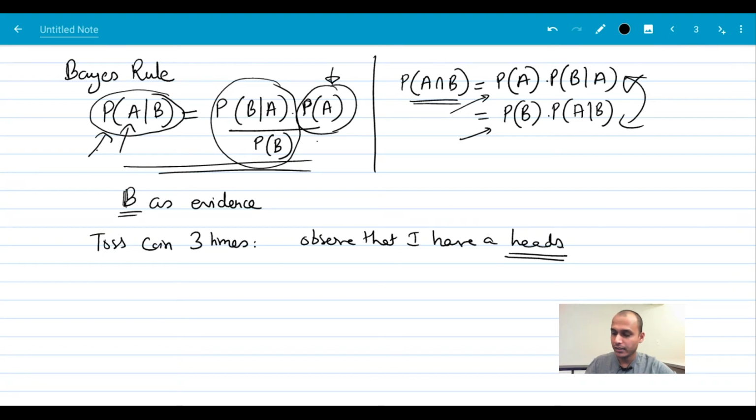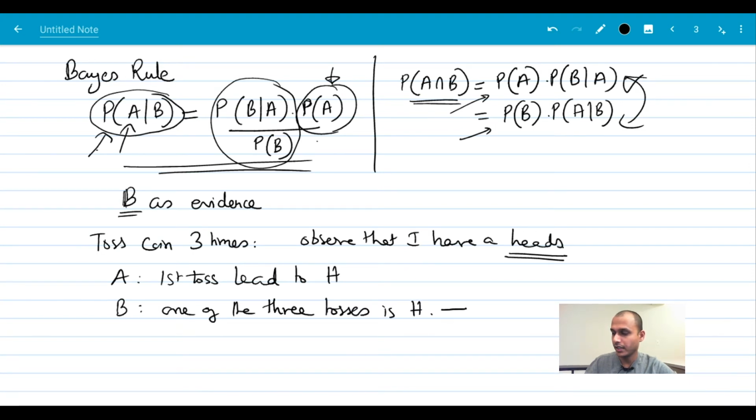Now I want to find, let's say, the event A is that the first toss led to heads, and event B is that one of the 3 tosses is heads, and we know that this has happened. We observed it. So we can ask, what is the probability of A given B has happened? This is just the probability of B given A times probability of A divided by probability of B.